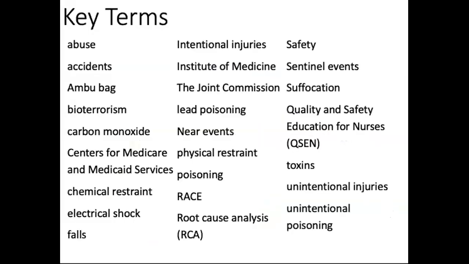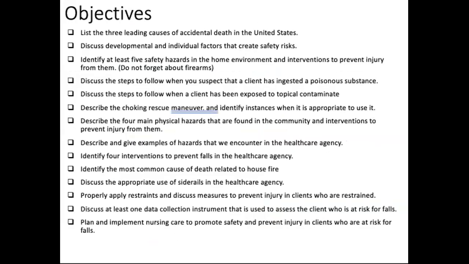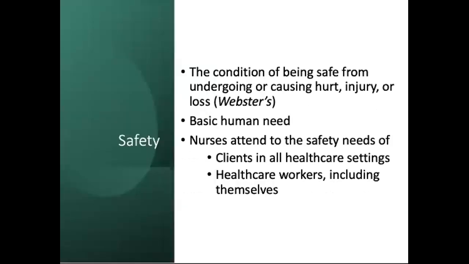So, key terms that are good to know for safety are objectives for this lecture. Talking about what is safety. Safety is the basic human need, second only to survival needs like your oxygen, nutrition, and fluids. If you look at Maslow's hierarchy of needs, we start with those basic survival needs, and then safety is the next block up. As a nurse, you're going to be fundamentally concerned with the safety of your clients. You may also be concerned with your own safety and the safety of other care providers that you're working with.